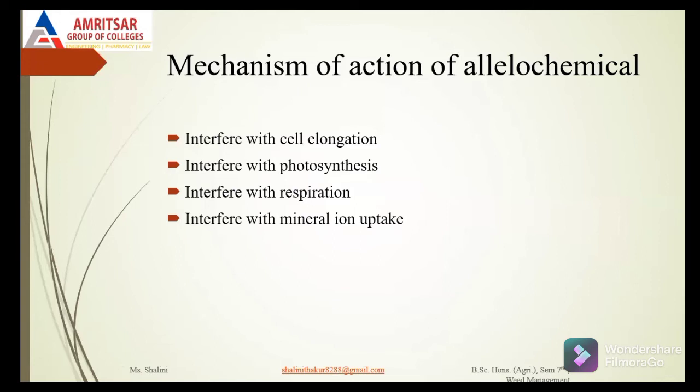As the chemical goes further into the plant parts, it starts acting on photosynthesis. Then it interferes with the respiration process. Then it affects mineral ion uptake. So these are the mechanisms of allelochemicals. The different types of allelochemicals show different effects.